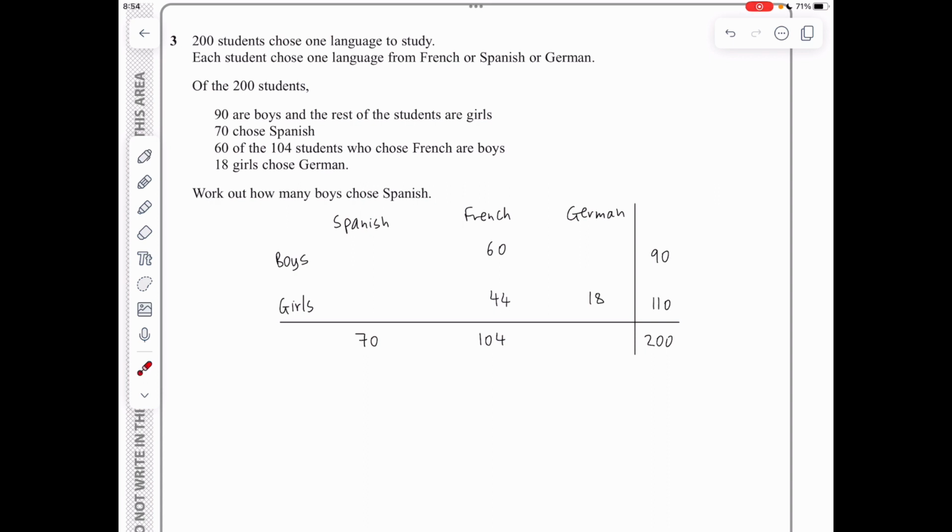And now to find the girls that chose Spanish, I will simply do 44 plus 18, which is 62. I will deduct this from 110, and I get 48 girls that chose Spanish, which means that the number of boys that chose Spanish was 22 to make the total here 70. And therefore, we conclude that 22 boys chose Spanish.